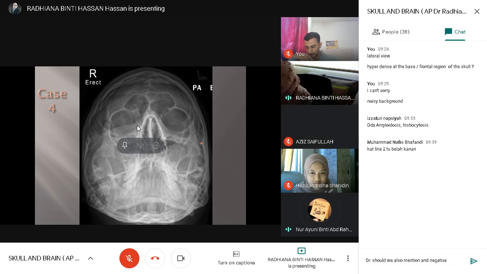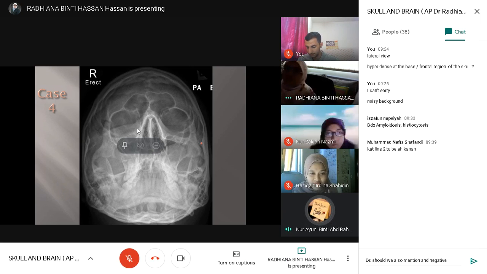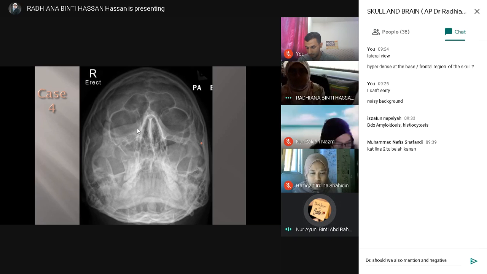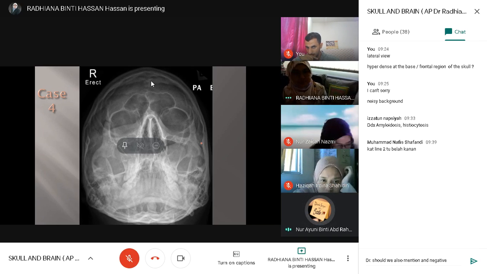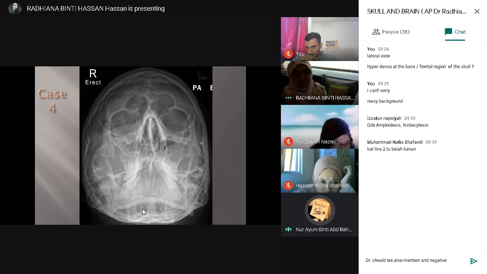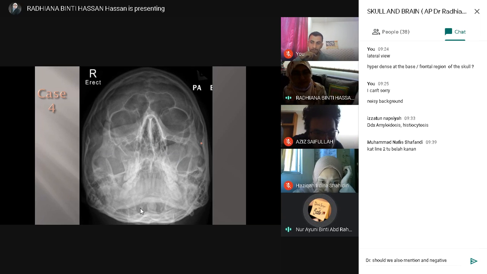Okay, I would like to try, Doctor. Okay, this is the occipitomental radiograph of the skull. And if you can see, the nasal bridge is not in the middle. And then there is opacity at the left side, and so the diagnosis is sinusitis. Okay, anybody else want to give your opinion?